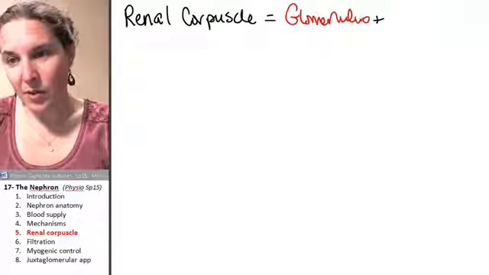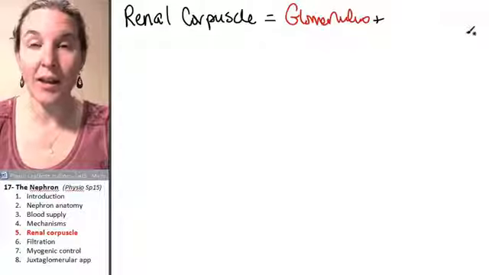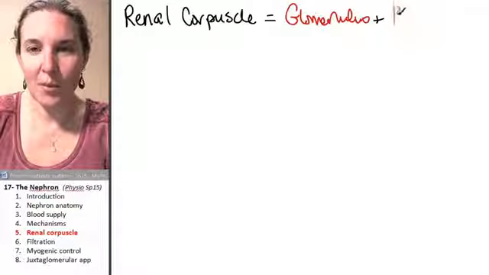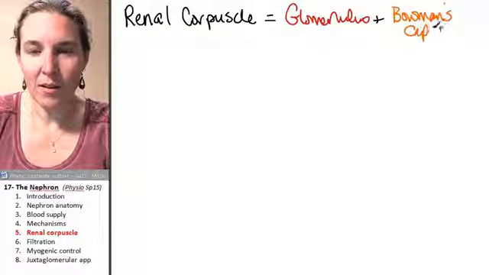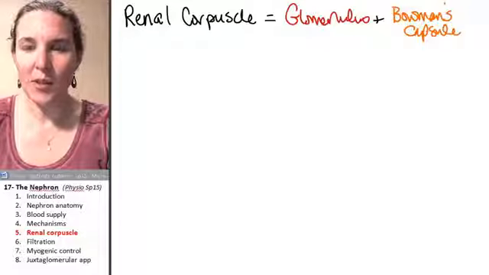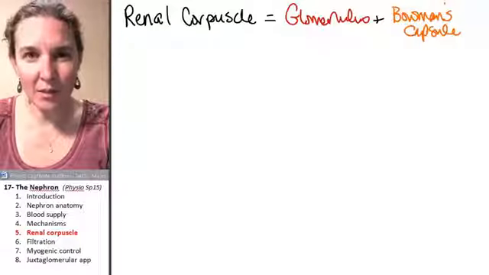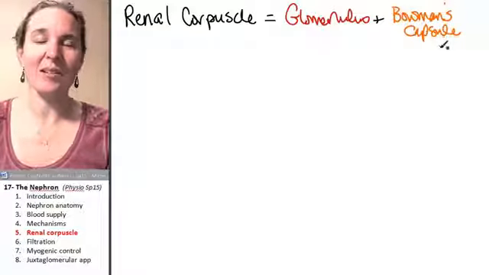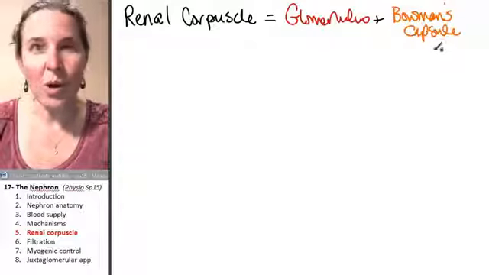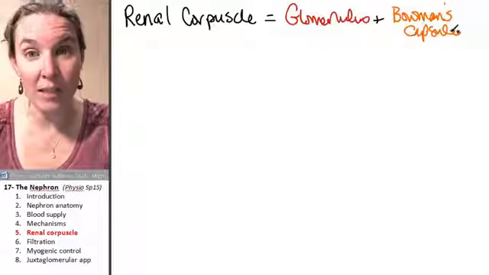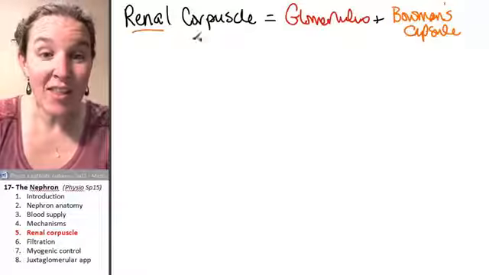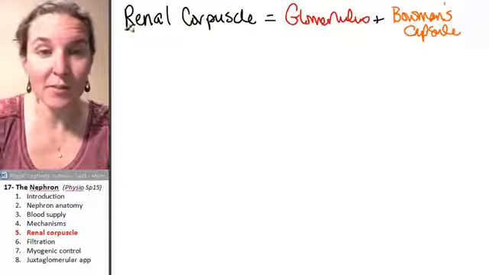and I apologize profusely for this. Dude, I can't do anything but Bowman's capsule, even though I'm supposed to call it the glomerular capsule. The glomerulus, this is just easier for me. So Bowman's capsule is the nephron piece. The glomerulus is the blood piece. Together, they make up the renal corpuscle.